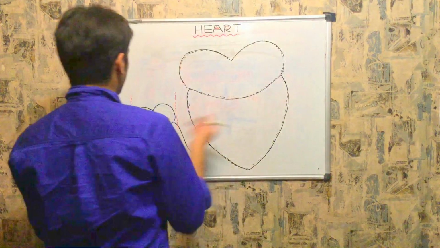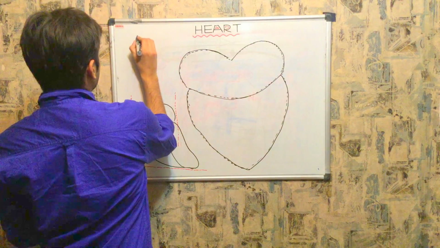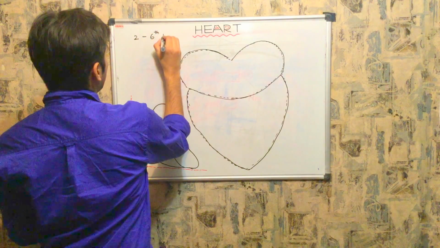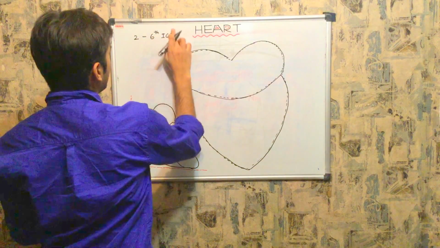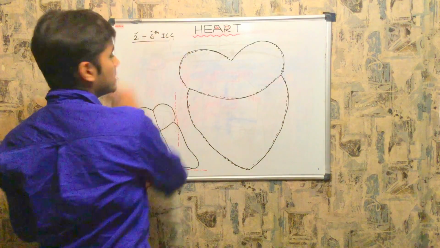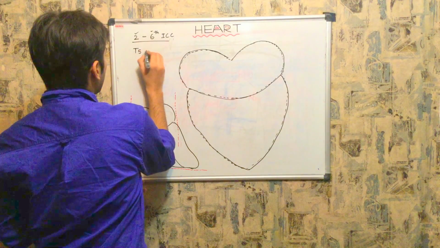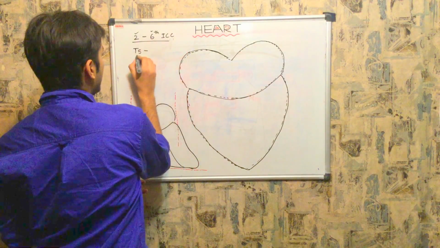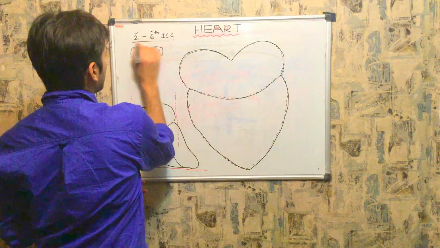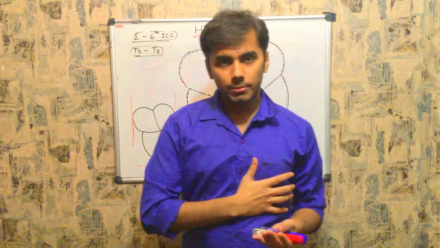If you take your ribs into consideration, the heart extends from the second to sixth intercostal cartilages, and if you take vertebrae into consideration, your heart extends from T5 to T8. So this is the general topography of your heart. And as I told you, the heart is located in the middle mediastinum.